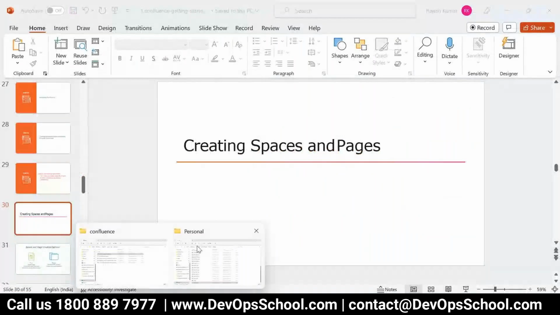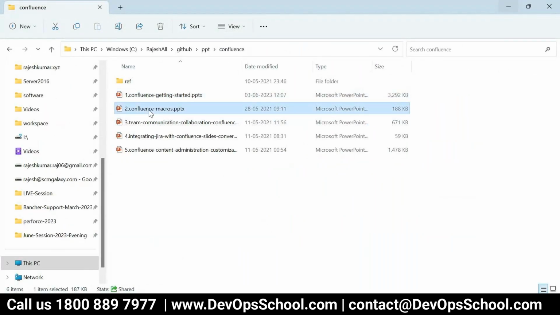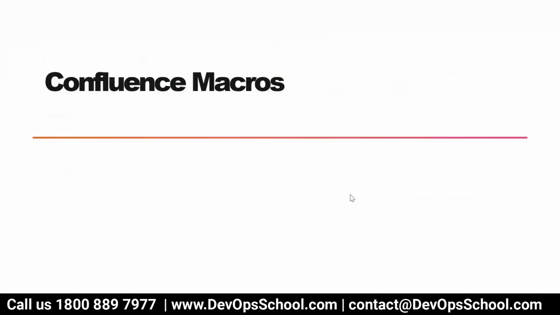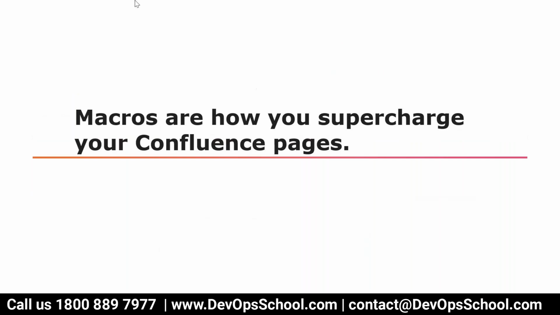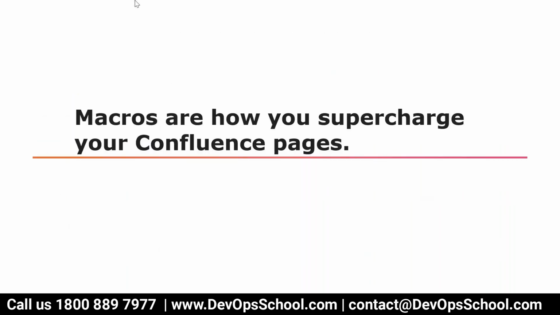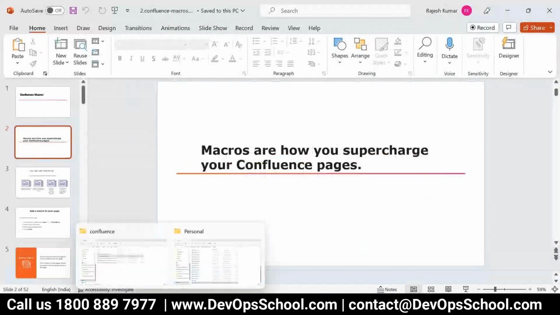Now the next thing I'm going to talk about is macros. And this is one of the reasons we love Confluence. So what are macros? Let me discuss this. Macros are how you supercharge your Confluence pages. Still I have not got it. So let's understand first. Let me show you, then you will be able to visualize it.